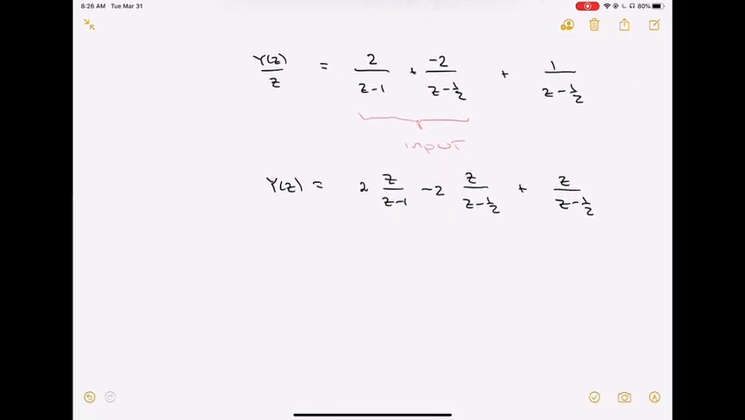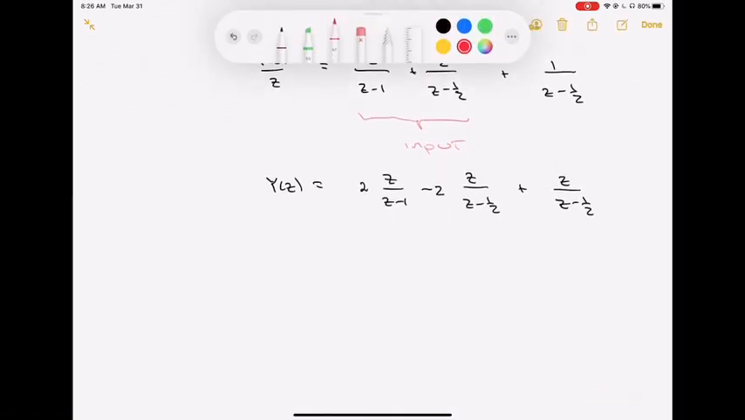And just a reminder again of where we were with the other term over here. This one was due to the initial conditions. We're keeping those separated, right? So I still have that initial condition term. I still have the input term.